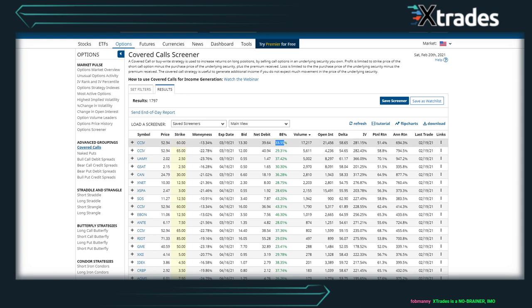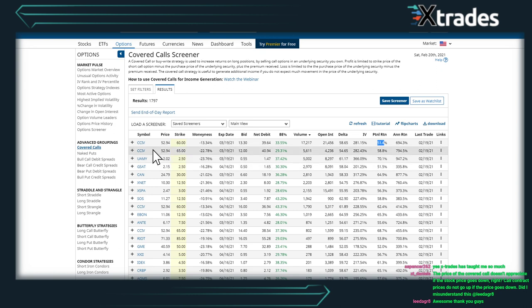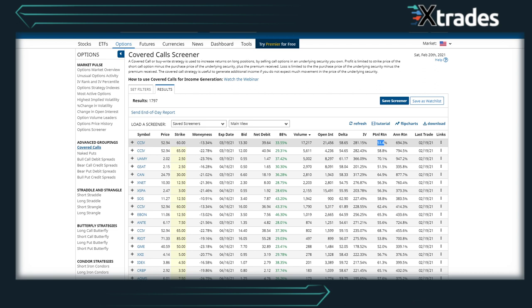If you want to go for that more typical income, less risky type of covered call play on stable stocks like Apple or whatever, then you're going to be looking for about 25 to 45. I think 60 is still okay for our purposes, though, right? 280% IV, we want to sell that high IV. And then potential return, 51%. So that means that this is our max profit: if CCIV is at $60 or higher, this is the best case scenario. That's our maximum profit, 51.4%, which is pretty good.